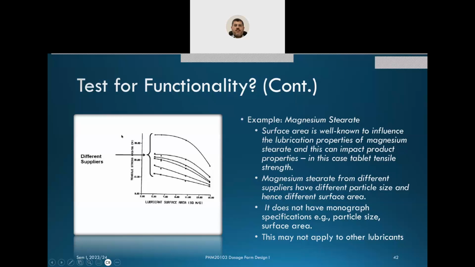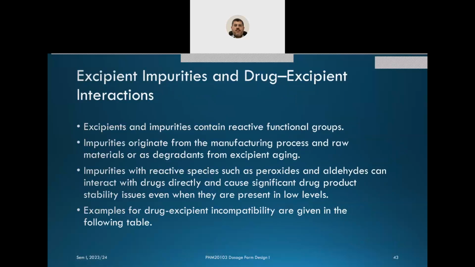So here, because this affects the strength of my tablet, when the surface area increases, which means particle size decreases, I can see that the strength of the tablet is decreased. Okay, so if I want hard enough tablets, I want to use a smaller surface area or larger particle size, in this case larger particle size magnesium stearate.